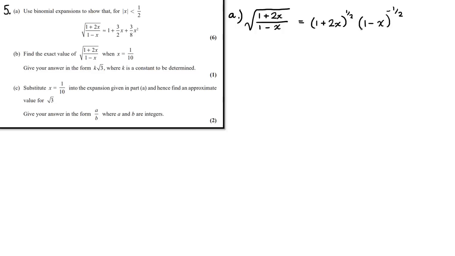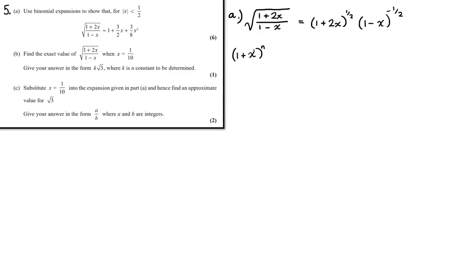Now, in this form, we can go on to use the binomial expansions on each individual product, essentially. So for this 1 plus 2x to the power of a half, we can find the binomial expansion. And then do the same for 1 minus x to the power of minus a half. Again, we can use binomial expansions for that. And obviously, to get our final approximation, we just times the results together then. So let's just write the formula that we need here. So this is 1 plus x to the power of n.